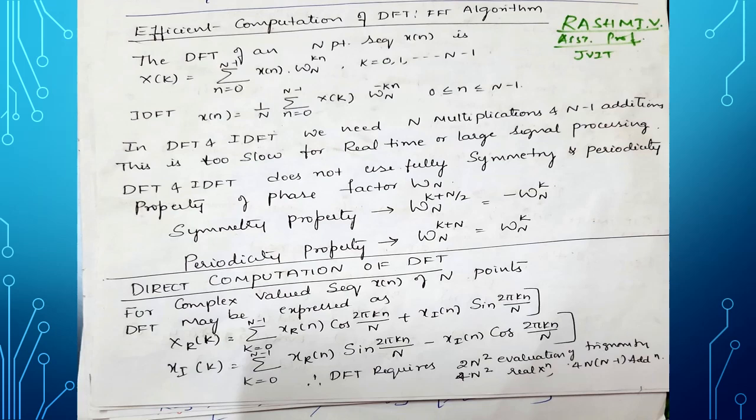So, direct computation of DFT for a complex valued signal x of n of N points, the DFT may be expressed as follows. Complex valued signals have an imaginary part and a real part. So X R of k is the real part and X I of k is the imaginary part. Therefore the DFT requires 2N squared evaluations of trigonometric functions, 4N squared real multiplications and 4N times N minus 1 real additions. So this is a very tedious process, so we are opting for the FFT.